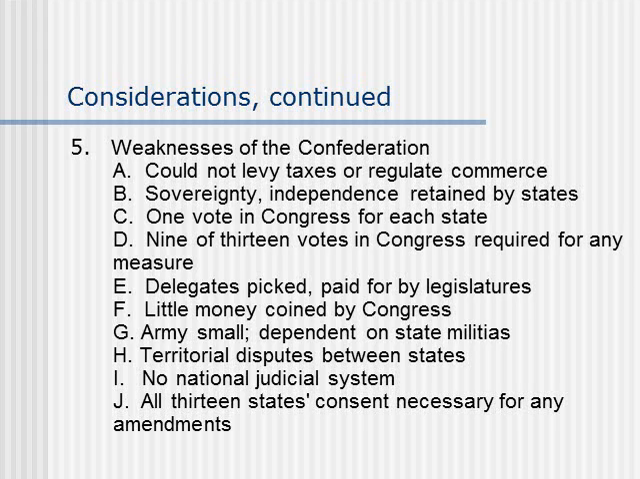The central government could not levy taxes. They could not regulate commerce. Each state had sovereignty, pretty much complete sovereignty and independence. Each state had one vote in Congress. 9 of 13 votes in Congress were required for any sort of laws to be passed. And remember, there weren't a whole lot of laws the Articles of Confederation allowed the central government to make.